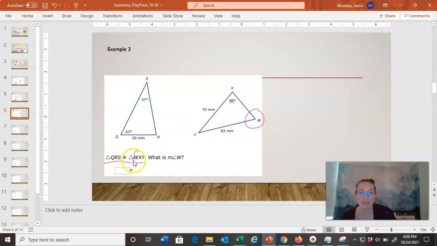W matches up with which angle? Q. So they are the same. So what's Q? Q is 63. So that means W is also 63.